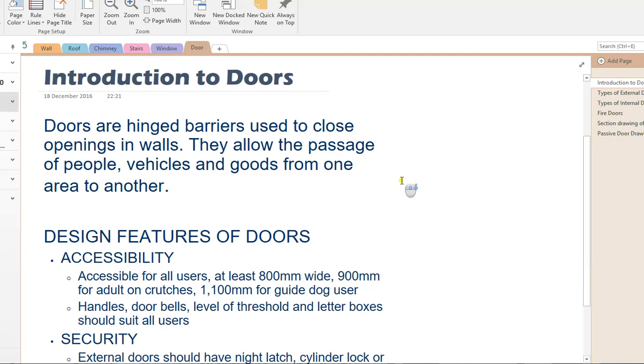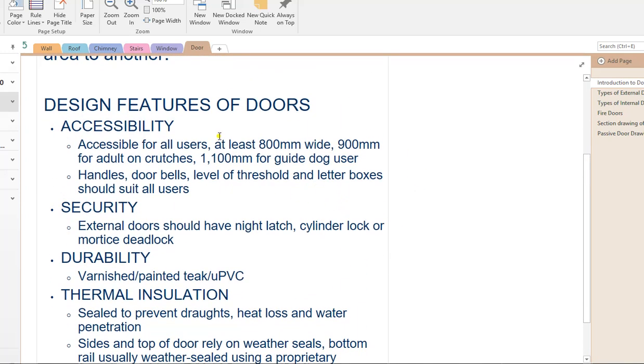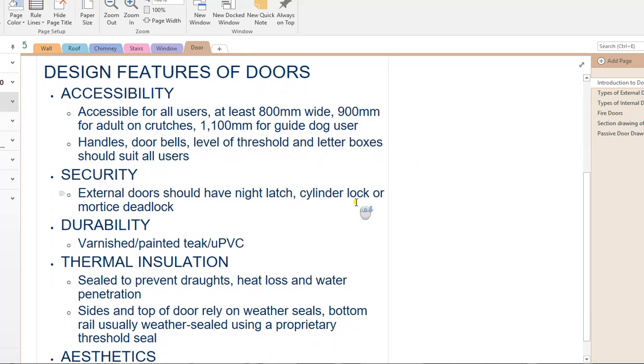Now there's a few design features about doors. For accessibility for all users, it has to be at least 800 wide. For a person on crutches, 900 wide, and then for a person with a guide dog would be 1100. So if you're designing a house for a person that has a guide dog, the width of the door would have to be 1100.